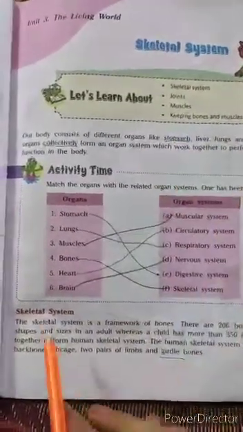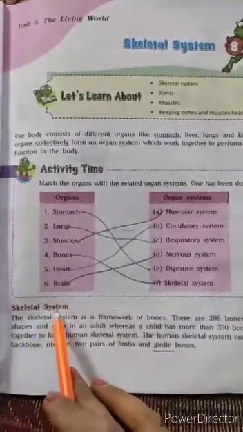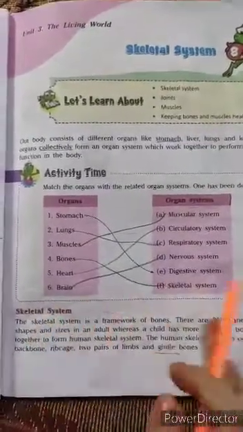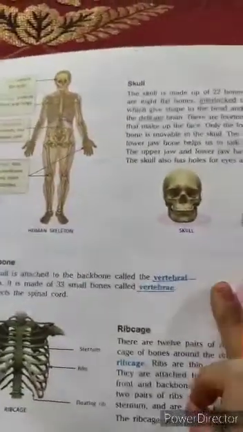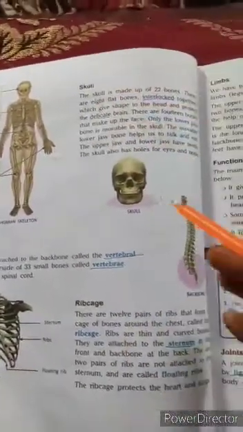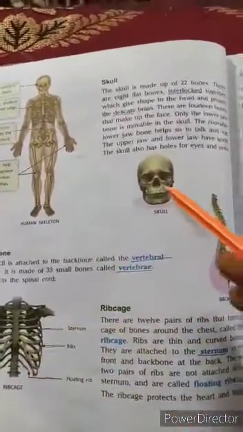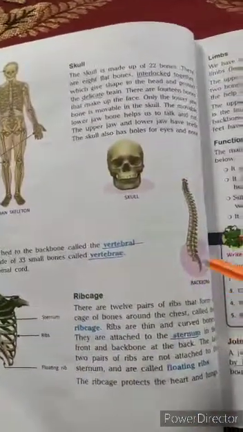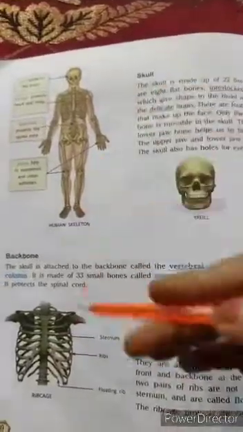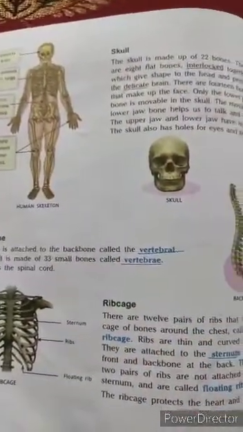As I told you, we will study about the skeletal system in detail, its meaning, importance, how it looks, and what the different skeletons in our body are. As you can see over here, different skeleton pictures are given. Here is the skeleton of the skull, backbone, and rib cage. We will study all these things in detail in this chapter.